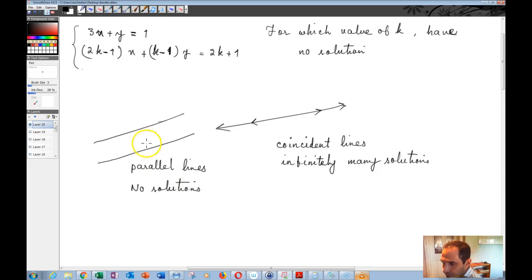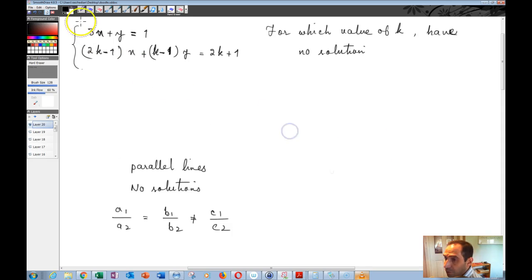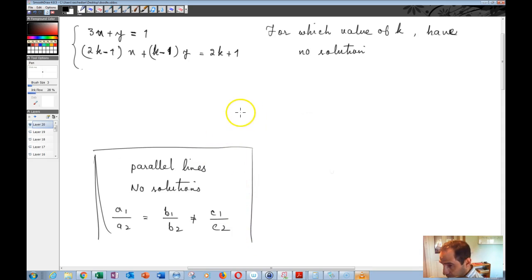And no solutions means that A1 to A2 is the same thing as B1 to B2, but is not the same thing as C1 to C2. Okay, so you're looking for this case over here. So how can you actually solve this problem? Okay, so let's first set up the equations and then we'll take care of the rest.